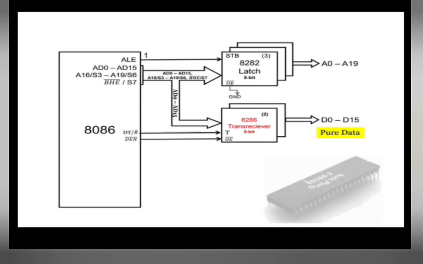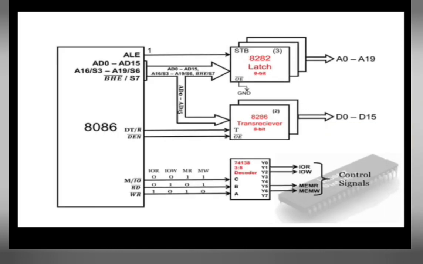In this diagram, the 8086 gives the data transmission to the transceiver IC 8286. In this transceiver, when the DT by R pin is enabled, the output from the processor goes to the transceiver. The transceiver produces the purified data D0 to D15. Here the control signals are T and OE. What is meant by OE? Output Enable.